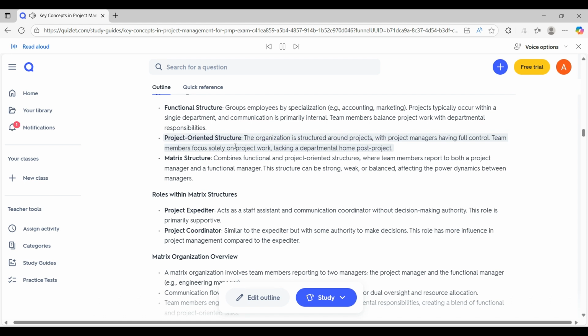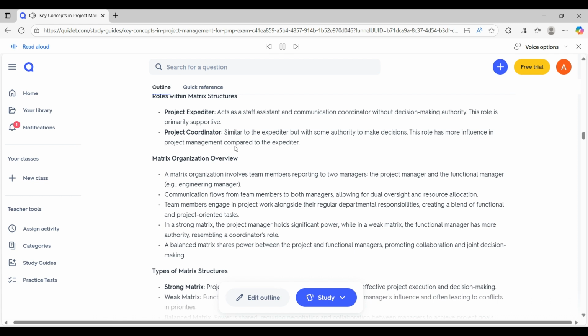Matrix organization overview. A matrix organization involves team members reporting to two managers, the project manager and the functional manager, e.g., engineering manager. Communication flows from team members to both managers, allowing for dual oversight and resource allocation. Team members engage in project work alongside their regular departmental responsibilities, creating a blend of functional and project-oriented tasks. In a strong matrix, the project manager holds significant power, while in a weak matrix, the functional manager has more authority, resembling a coordinator's role. A balanced matrix shares power between the project and functional managers, promoting collaboration and joint decision-making.